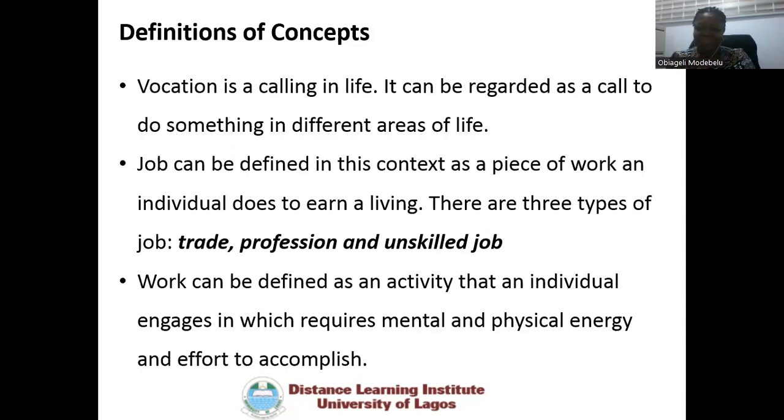So, what is vocation? Vocation is a calling in life. It can be regarded as a call to do something in different areas of life. Human beings engage in different vocations for different reasons. We have vocations that are paid for and vocations that are not paid for. Take, for instance, if teaching is your vocation and you become a teacher and work in a school, you will be paid for working in a school.